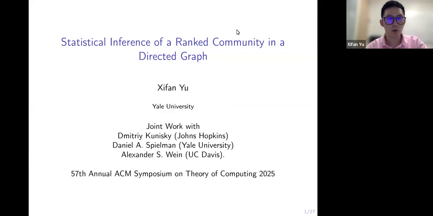Today I will talk about our paper, Statistical Inference of a Ranked Community in a Directed Graph. This is joint work with Tim Kunisky, Dan Spielman, and Alex Wein.